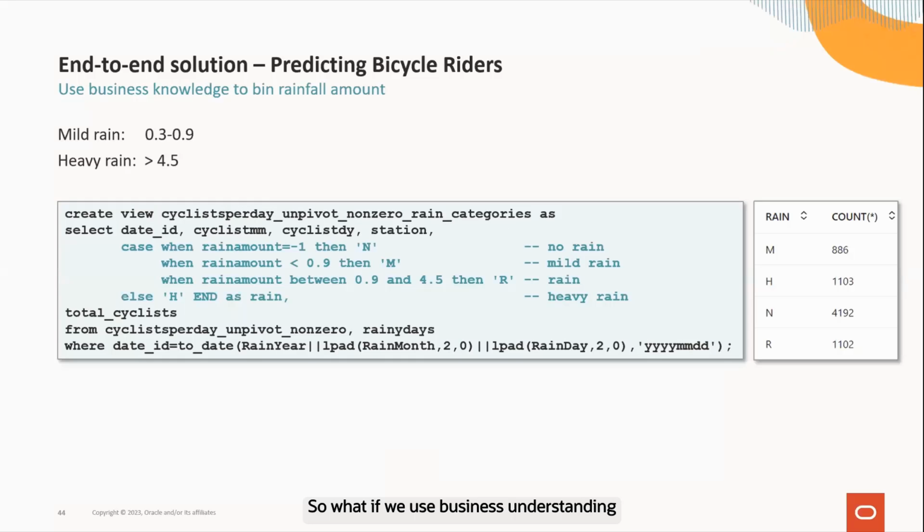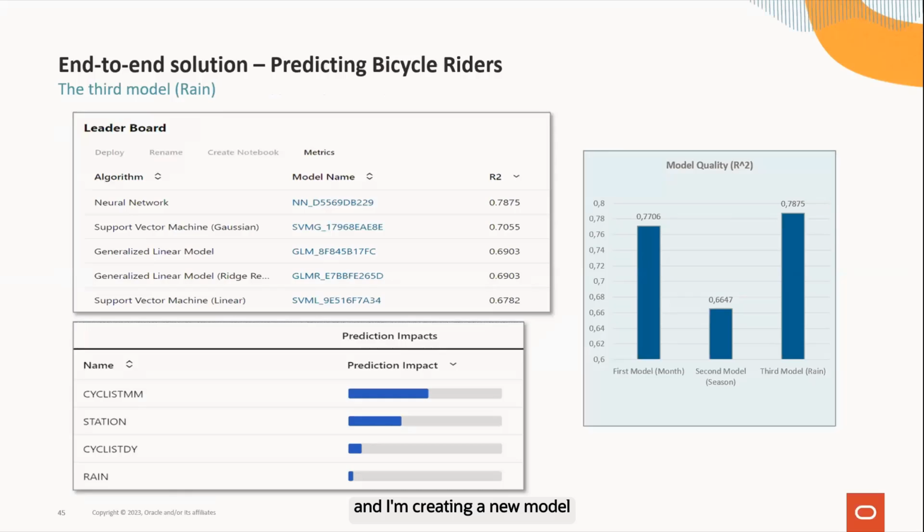So what if we use business understanding and we categorize the rain? So the business tells me, okay, -1 is no rain. But if it's between 0.3 and 0.9, it's going to be mild rain, and if it's larger than 4.5, it's going to be heavy rain. I'm going to use that as information, and I'm creating a new model using the same AutoML user interface. This time, my third model with the rain data is showing 0.79, which is already very close to my 0.8, but not yet there. So I need to change something more here.